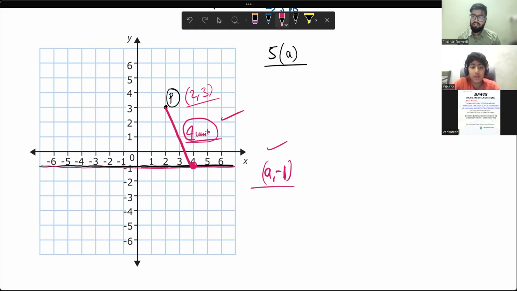How many points are possible on the negative one line? Infinite. No, I am asking how many points are possible with a 4 unit distance from this point P. So it should be two. You need to calculate it. Yes, we need to calculate it, but by visualization, can you see how many points there are?